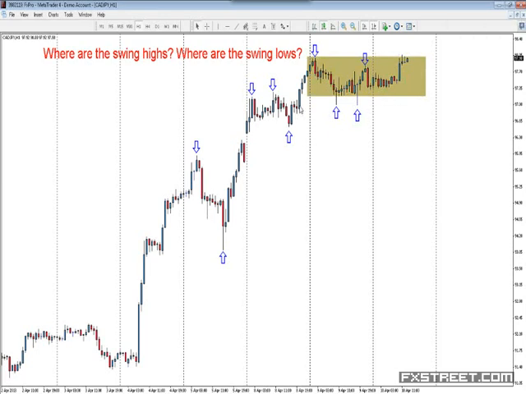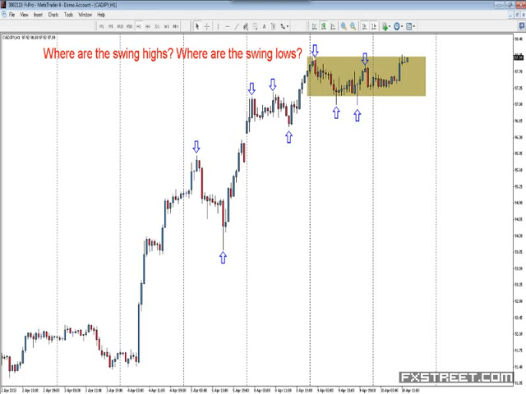And last week's session was all about drawing boxes. I'm not going to get into it today, but the basic idea here is that some people will identify a directionless market by swing highs and swing lows, and other people will identify a directionless market by boxes. And they're both right, right? Both traders are right. It's just a different way of looking at the same thing.